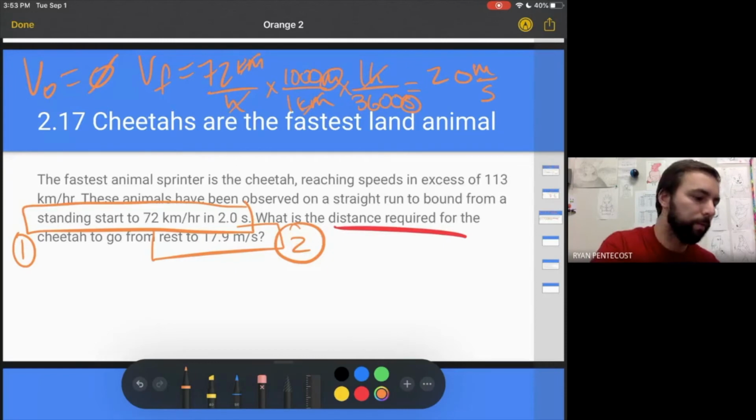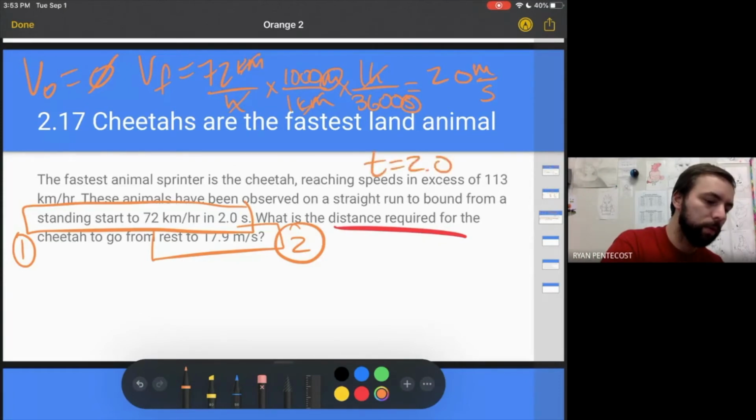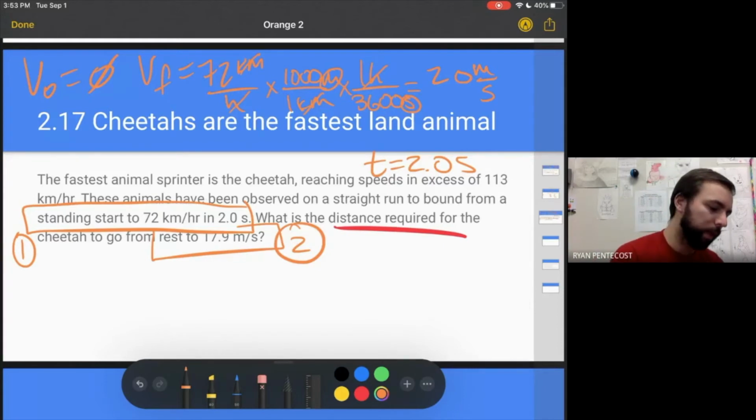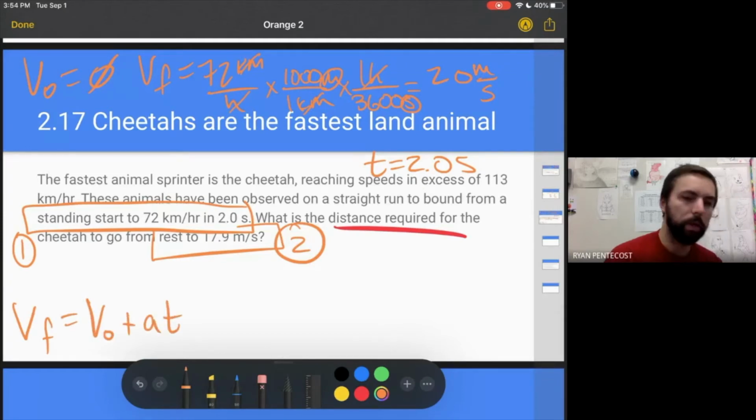So V naught is 0, V final is 20 meters per second, and we know the time. The time is 2 seconds, okay? So we have our givens: V naught, V final, and time. If we use the second orange equation, V final equals V naught plus AT, right? We have all the givens and we have A right there waiting to be solved for.